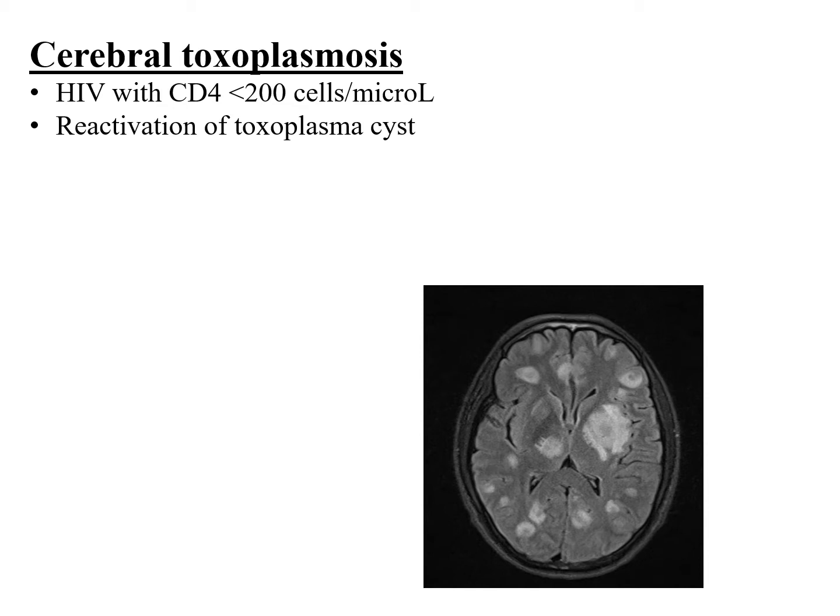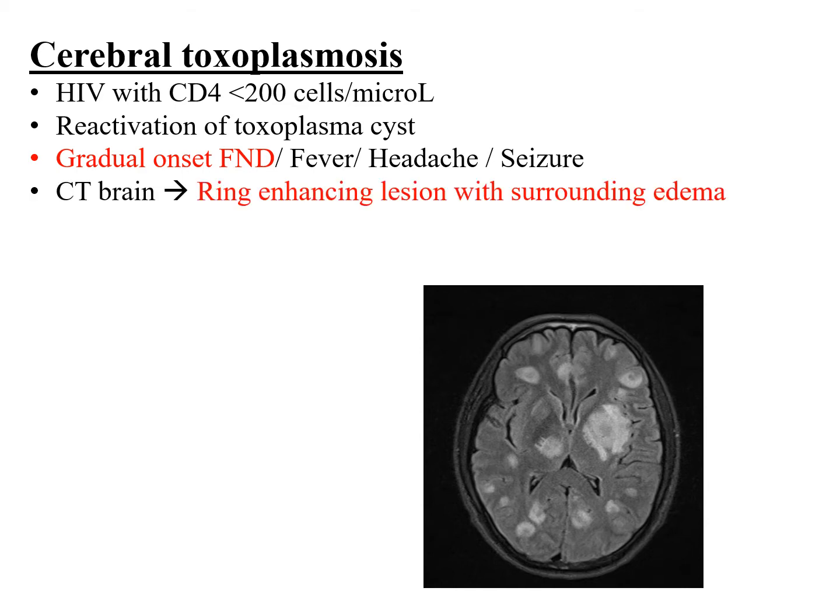The infection would have occurred either in childhood or in adolescence, and the reactivation of the toxoplasma will lead to clinical manifestation. The patient can present with headache, seizures, or gradual onset focal neurological deficit such as monoparesis, hemiparesis, or the patient can have gait disturbances.